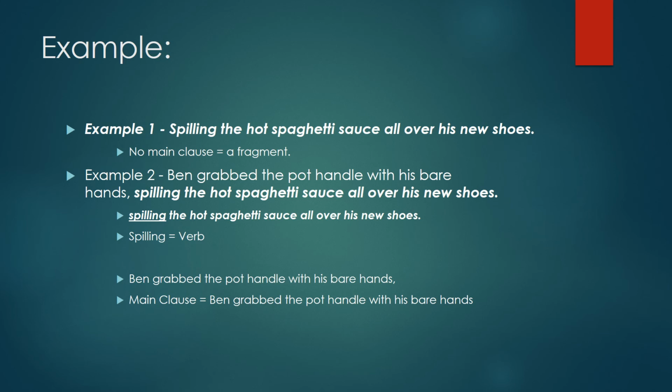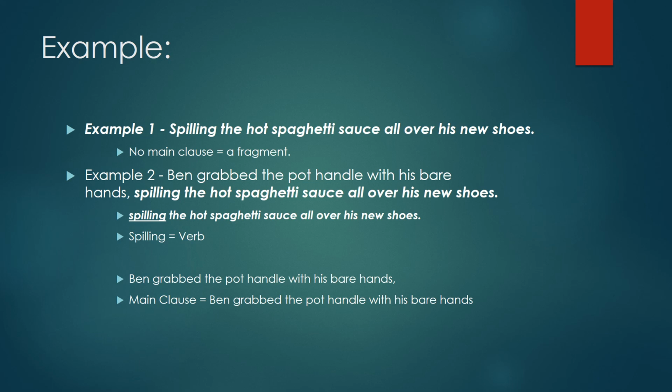If we look at example 2, Ben grabbed the pot handle with his bare hands, spilling the hot spaghetti sauce all over his new shoes. So here the sentence starts with Ben grabbed the pot handle with his bare hands, and the second part of the sentence says spilling the hot spaghetti sauce all over his new shoes.